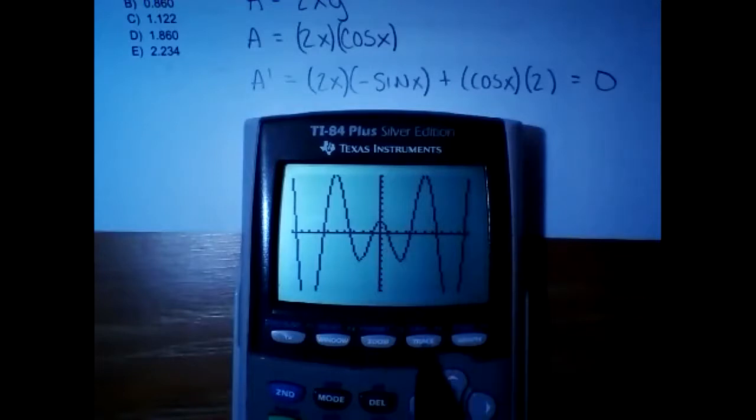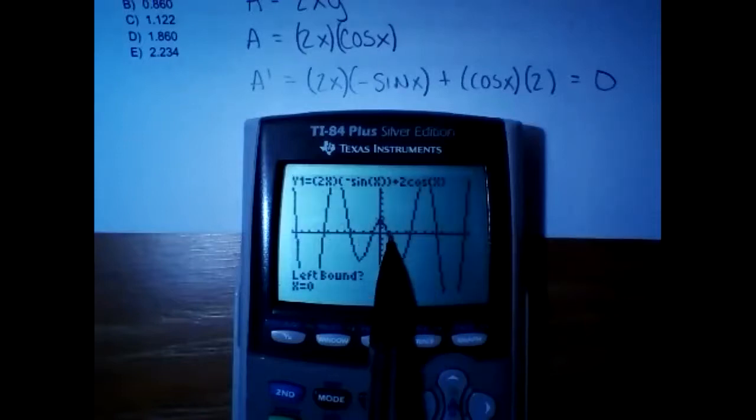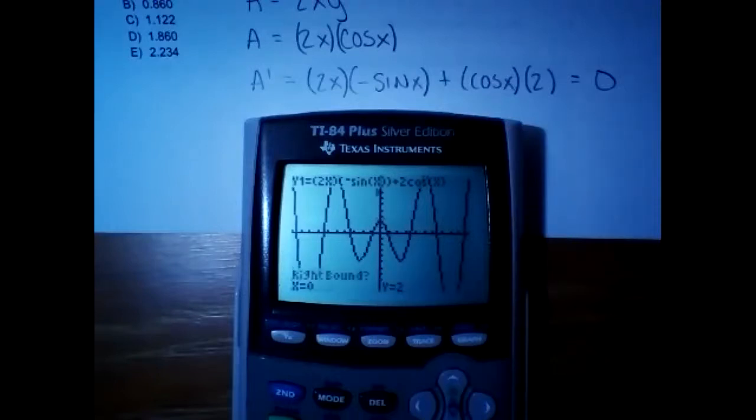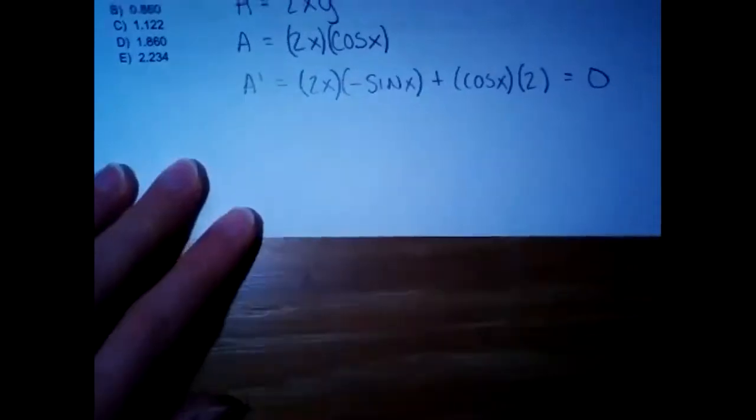I'm going to do second trace to make my calculator find that. I'm going to choose 0. Now it looks like it's really, really close to 1. So I'm going to make my left bound 0, enter, and my right bound 2, enter, and my guess 1, enter. And it will just tell you, there it is, x equals 0.860.